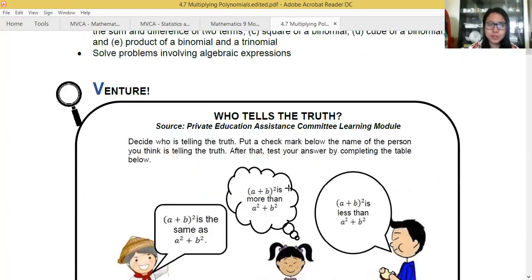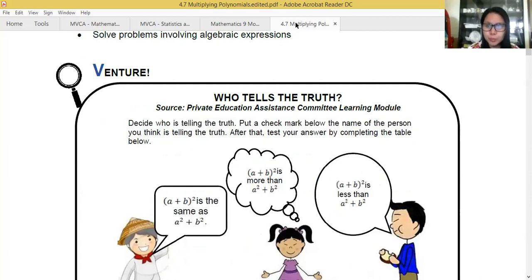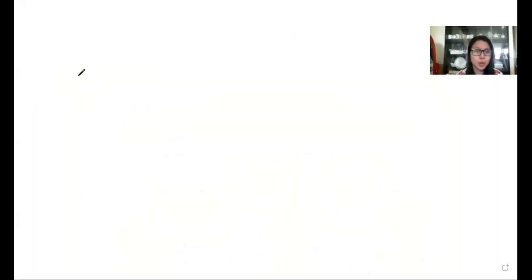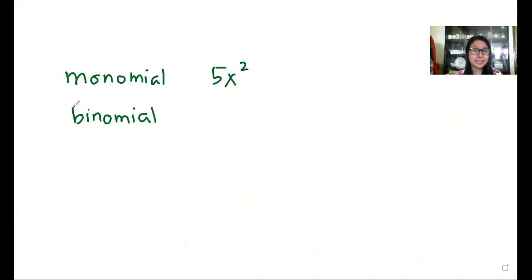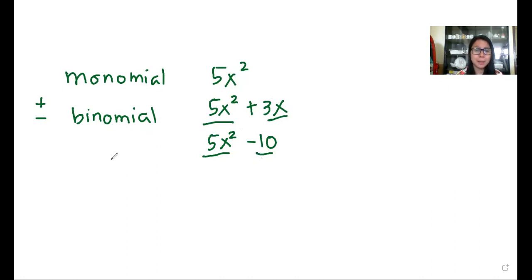Now, let's have first this review. Remember, we have three kinds of polynomials. We have what we call monomial. A monomial has one term, like for example, 5x squared, only one term. Next, we have the binomial. If you say binomial, there are two terms, and a term is being divided by a plus or a minus sign. So for example, we have 5x squared plus 3x. This is a binomial, two terms, 1, 2. Or we can also have 5x squared minus 10. There are two terms, 1 and 2. Therefore, we call this a binomial.